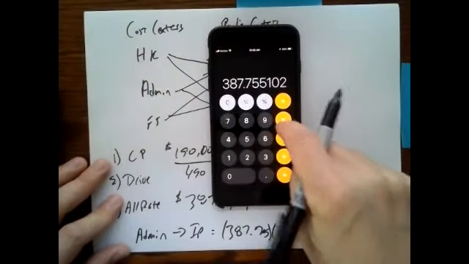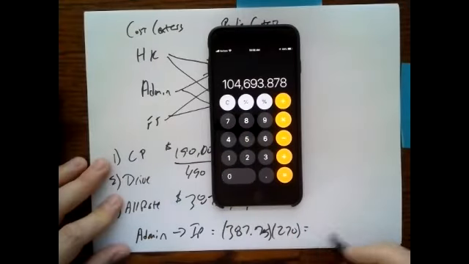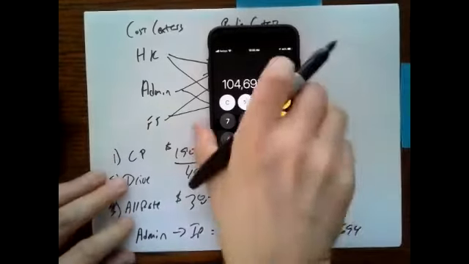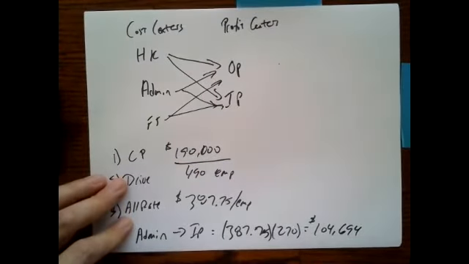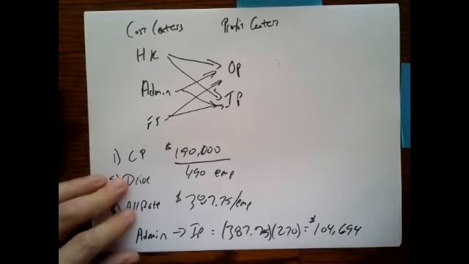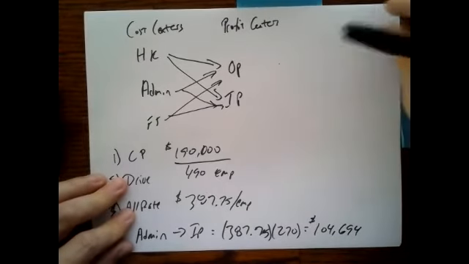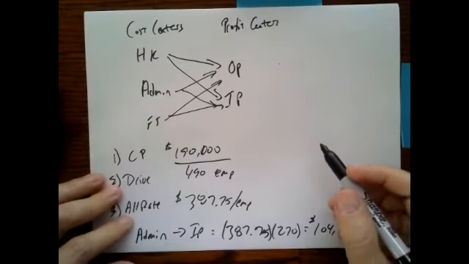So 387.75 times 270 gives us 104,694. Okay, so that's 6.7 asks us to use the step-down method to allocate financial services to the outpatient department.